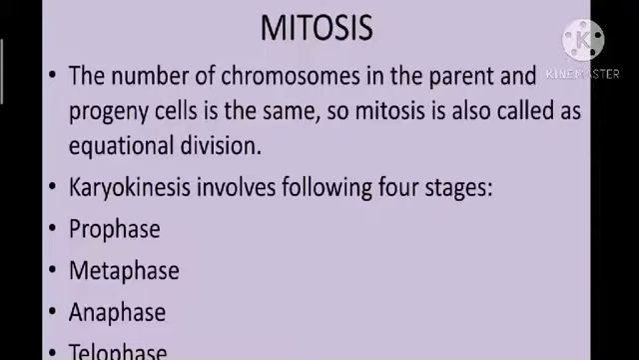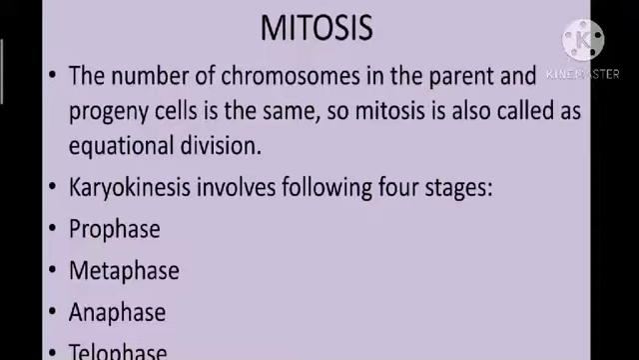The duration of mitosis varies from 30 minutes to 3 hours. It ranges from 30 minutes to 3 hours, and in different organisms it will be different in time. In human beings, in our somatic cells, the duration of mitosis is about 1 hour.